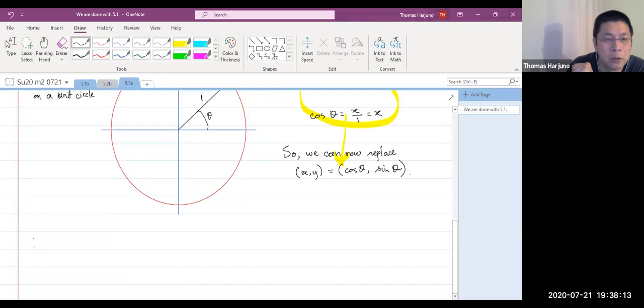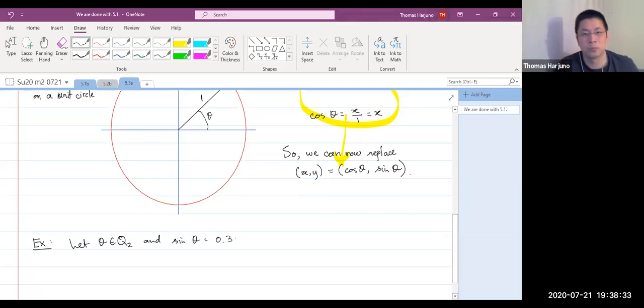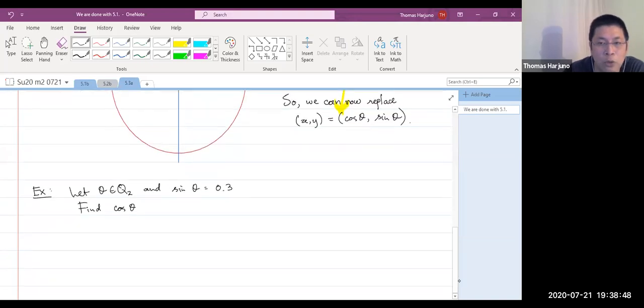Suppose, for example, let theta be in quadrant 2 and sine theta equals 0.3. Now we know in quadrant 2, sine is positive, right? So find cosine theta. Now, I don't want to get you too much into formula, but I need you to learn it visually for now. At least do it that way first.